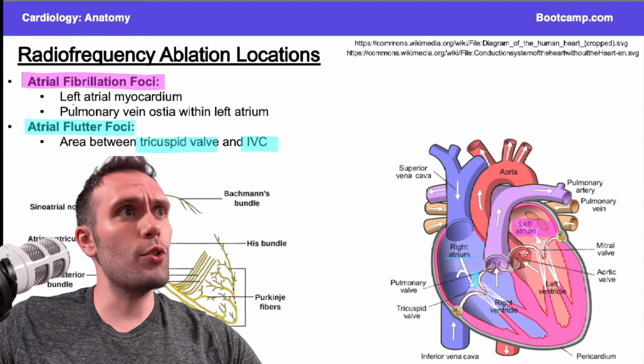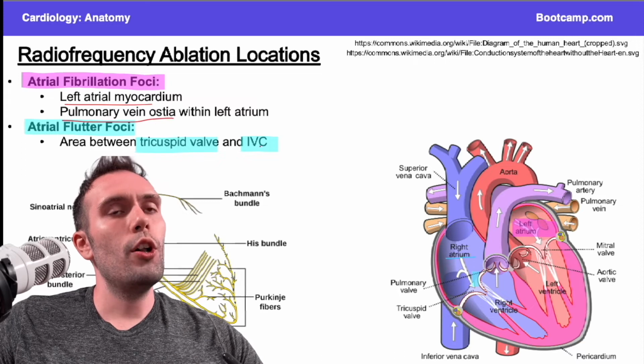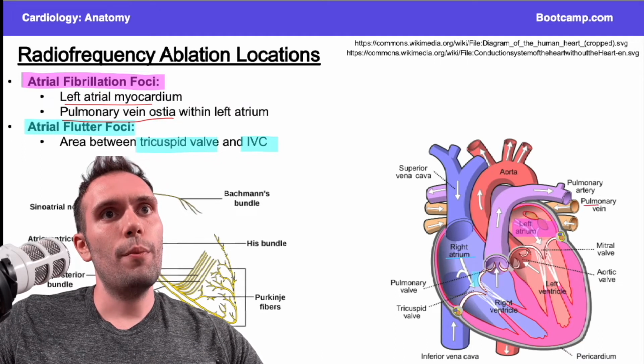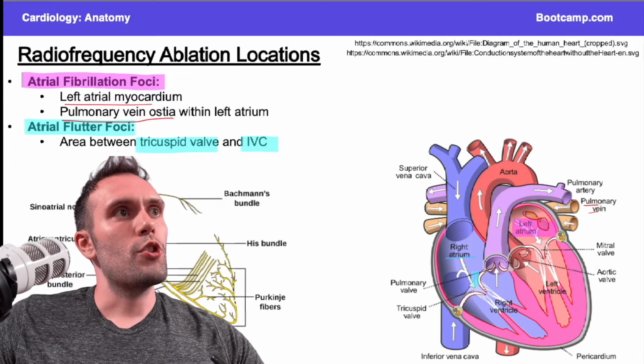So the exact location usually is, they'll usually say, left atrial myocardium or pulmonary vein ostia, which is going to be this area right here. You can see these are the pulmonary veins coming in. That's usually the area where we would do the ablation. So just try and keep these straight.